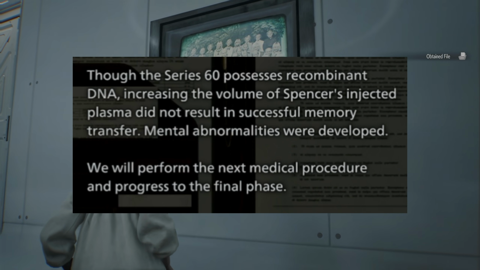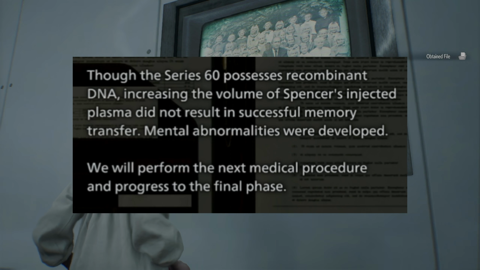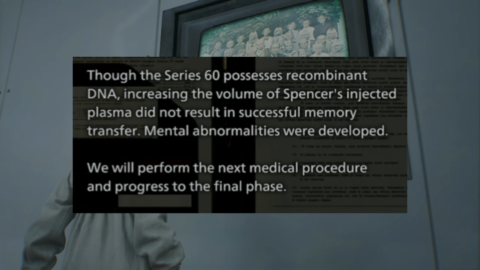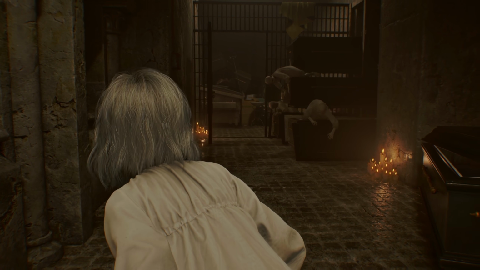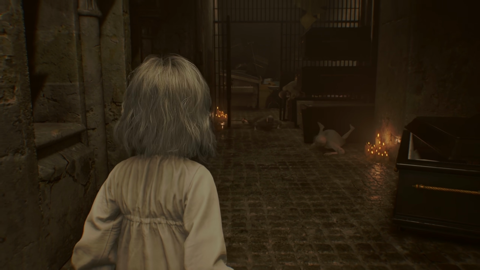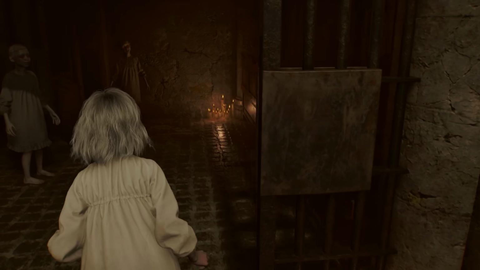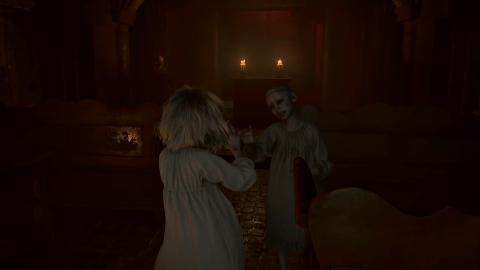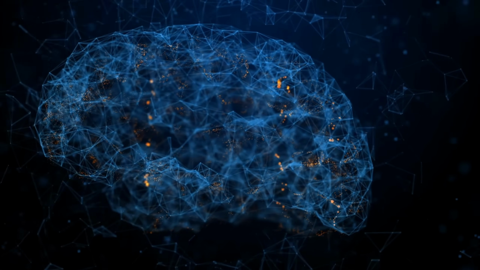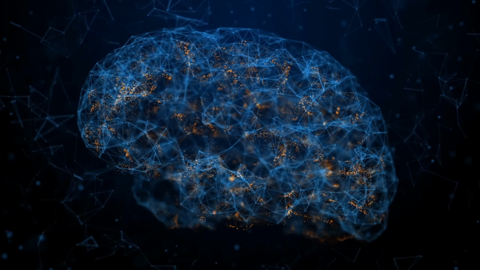Even after increasing the volume of Spencer's injected plasma, successful memory transfer did not occur. Instead, subjects developed severe mental abnormalities, including behavioral instability and cognitive distortion. The human mind proved far more fragile than Spencer had anticipated.